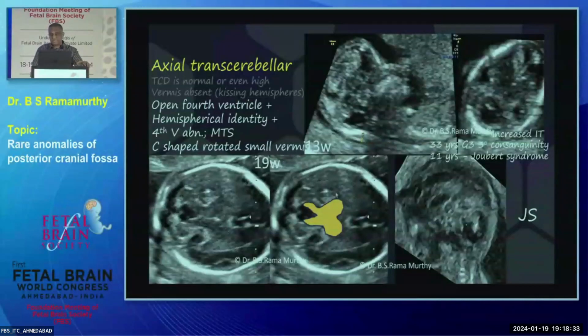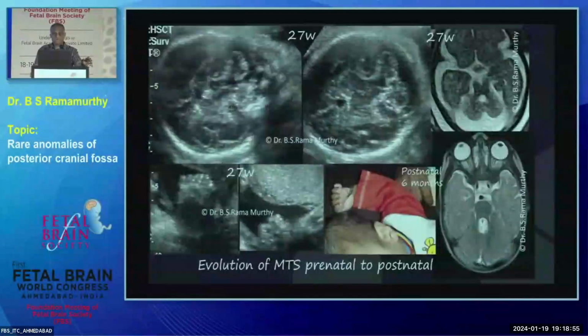You do a mid-sagittal section. Again, you see the C-shaped classical picture, a small midline cerebellum. I'm not going to call it the vermis, and which is, in addition to being small, also rotated. So this is how it can present either as a kissing hemisphere sign or as an open fourth ventricle sign.